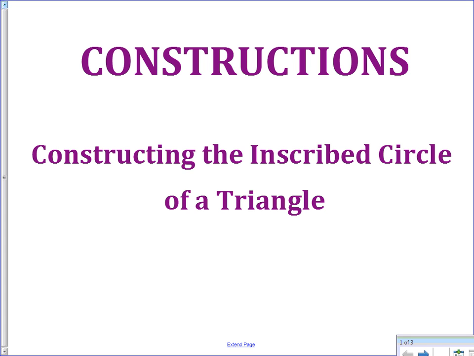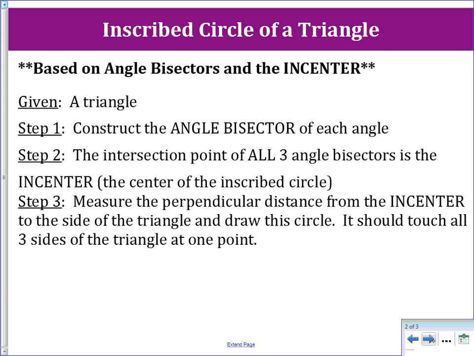In this geometry construction, we are going to construct the inscribed circle of a triangle, which means the circle that we are going to create is going to be totally inside the triangle. So this construction is based on the angle bisector properties.